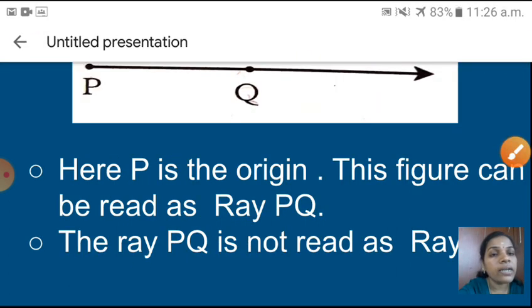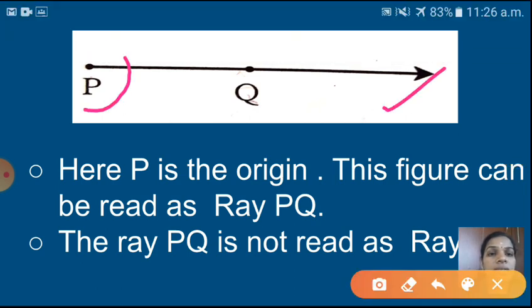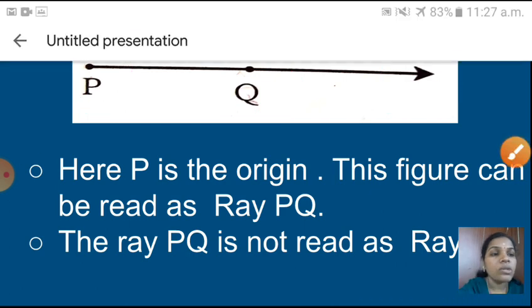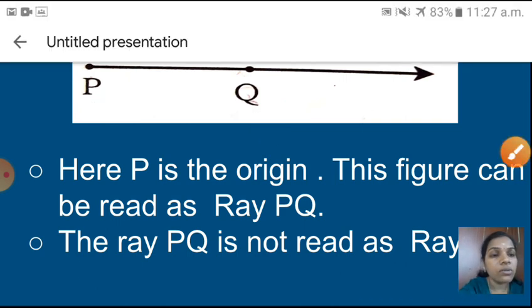Next slide, here, what is this? Yes, a ray. See here, one side has the starting point, the endpoint, and on the other side an arrowhead is there. I already told you, the starting point of a ray is called its origin. Here we have point P and point Q. Which one is called its origin? Definitely P, because the ray starts from point P. So here P is the origin.